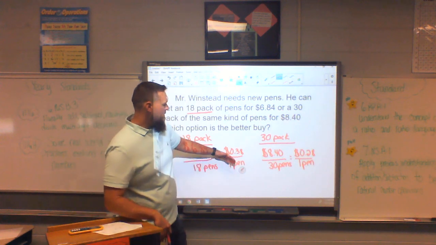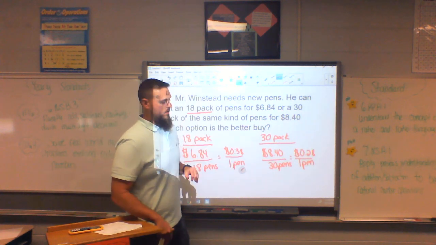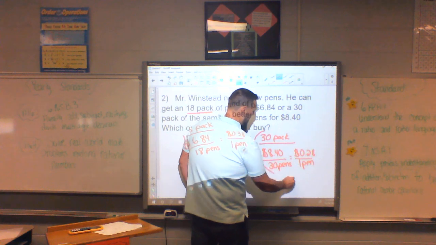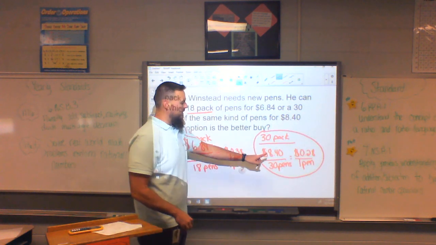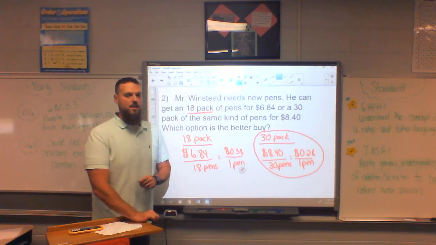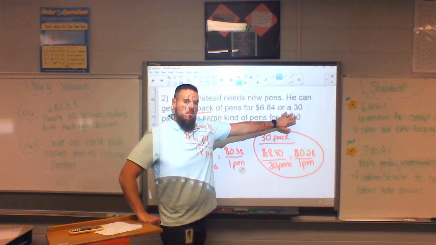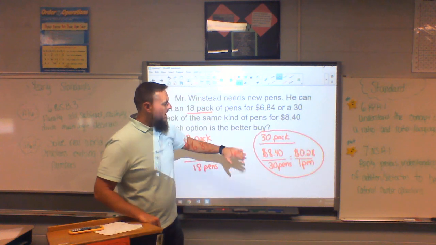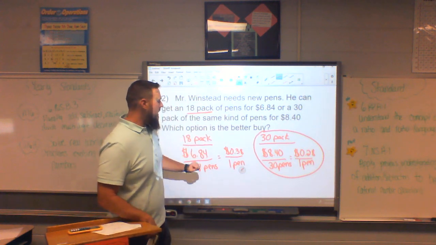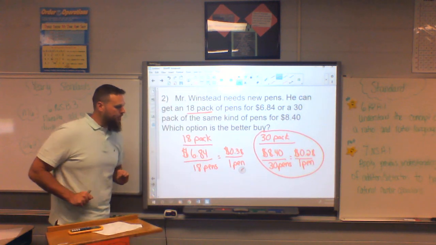So, which one would be the better purchase? Well, it's very easy to see because which one is cheaper per pen? So that tells me the 30 pack is the best buy because each pen costs me 10 cents less than what this one right here does. Now, you may pay a little bit more for it, but you get a lot more pens and they're actually cheaper. So the better buy would be the 30 pack over the 18 pack.